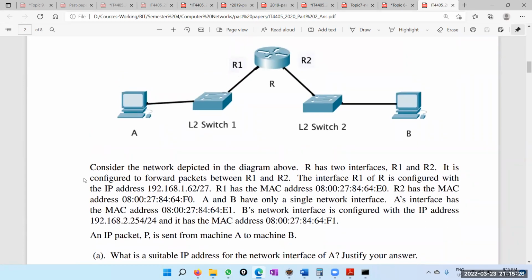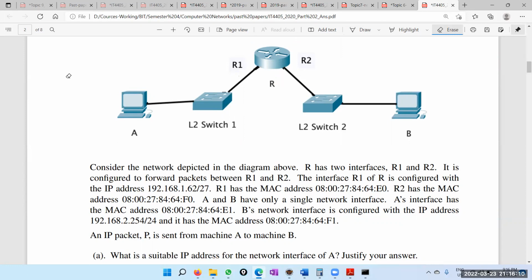Right. Consider a network depicted in the diagram above. So this is a network. You have this symbol, which is a router, 2 switches and just 1 machine on both sides, okay? So that means the router connects one particular subnetwork and another particular subnetwork. R has 2 interfaces. This is our router. R has 2 interfaces, that is, this side of this subnetwork and this subnetwork. Okay, 2 interfaces, R1 and R2.